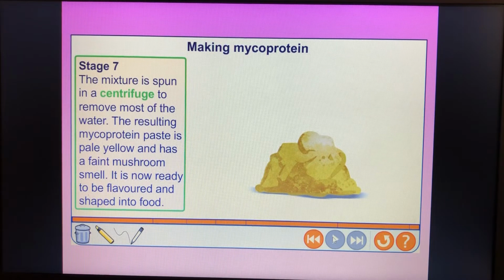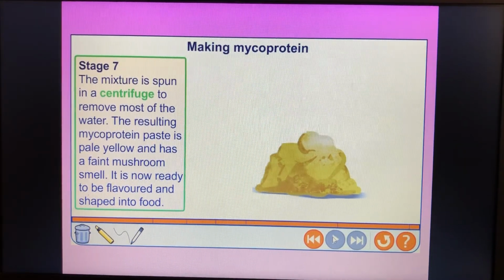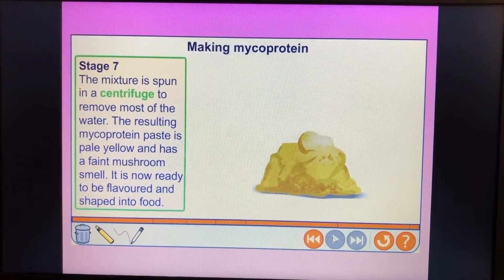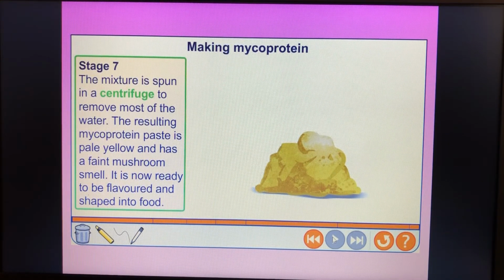It's a paste, it's pale yellow, smells a bit like mushrooms, and then to make it more appealing to people, it's flavoured and shaped into the bacony type shape or the chicken nugget shape or whatever it might be, okay? And the benefit of mycoprotein is that there's no use of animals. It's very quick. 6 weeks is a lot quicker than waiting for cows to grow and all that kind of thing. Not much energy to supply to produce it. Better for the environment, not producing any greenhouse gases. No methane, no carbon dioxide.